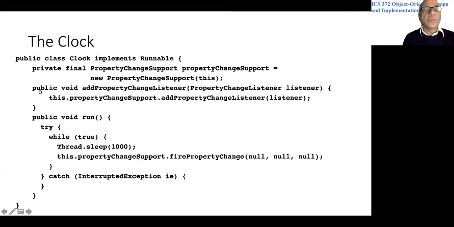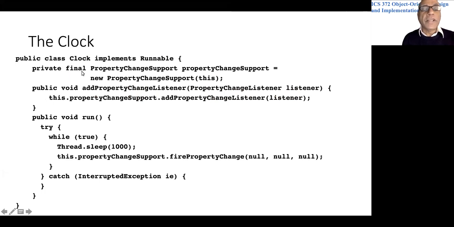In this video, we look at the implementation of the microwave using the state pattern, the observer pattern, and the timer class. This implementation eliminates all the conditionals that can be eliminated. So the clock looks like this.